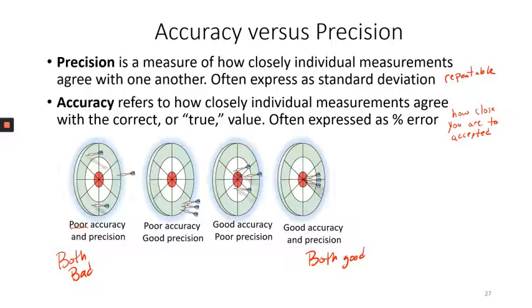Here, all the darts are in the same place. So they have good precision, but they are nowhere near the target, so poor accuracy. Remember, the center here is your accepted value. This one here, the arrows are nowhere near each other, so that's poor precision, but they are all the same distance away from the center, so that's good accuracy. And it's important here to note that standard deviation will estimate your precision, and percent error estimates your accuracy.